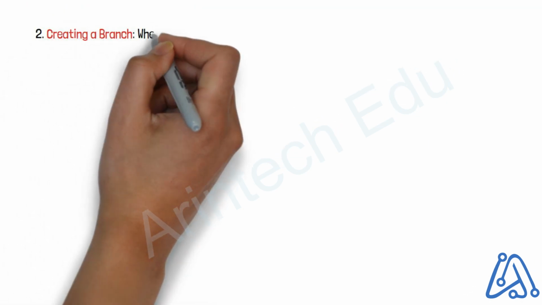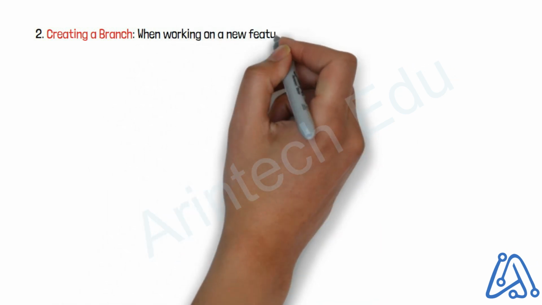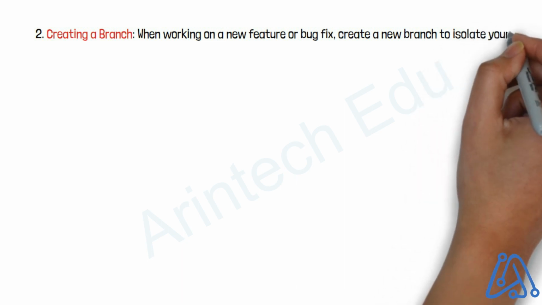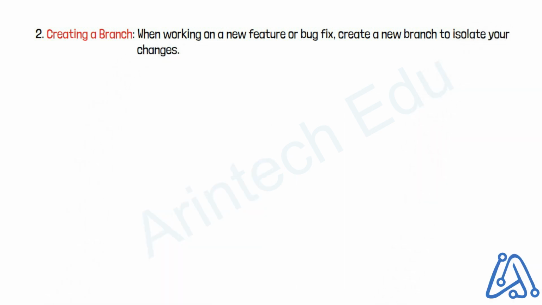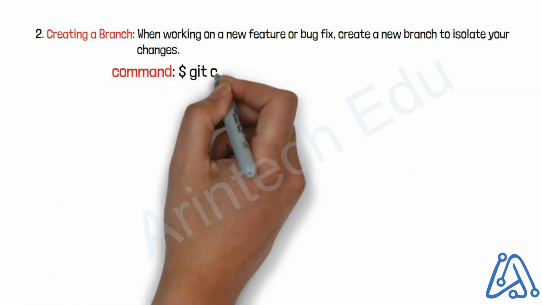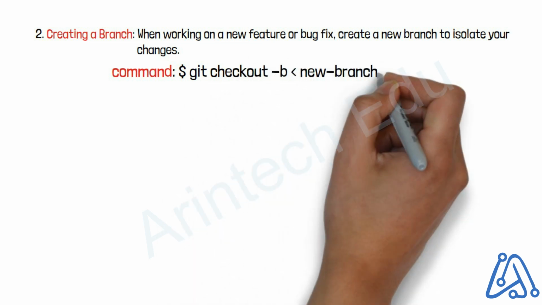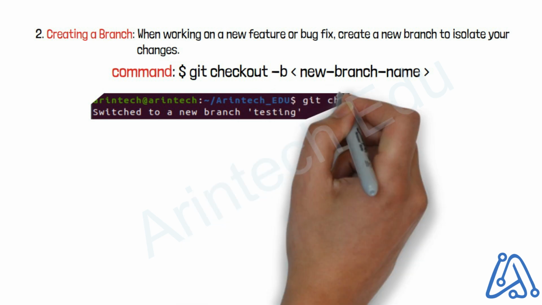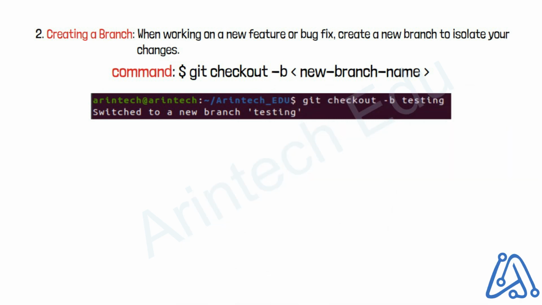2. Creating a branch. When working on a new feature or bug fix, create a new branch to isolate your changes. Command: git checkout -b new branch name. This command in Git is used to create and switch to a new branch in one step.